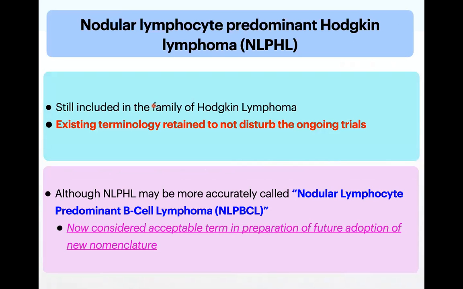So nodular lymphocyte predominant Hodgkin's lymphoma is still included in the family of Hodgkin's lymphoma in this classification, although the international consensus classification has already renamed it as nodular lymphocyte predominant B cell lymphoma, no longer Hodgkin's lymphoma. WHO-HEAM5 has still retained this terminology because they don't want to disturb the ongoing trials. But it is with a note that NLPBCL, nodular lymphocyte predominant B cell lymphoma, is now considered an acceptable term in preparation of future adoption of new nomenclature. So whether you write it as NLPHL or NLPBCL, WHO-HEAM5 is okay with that.